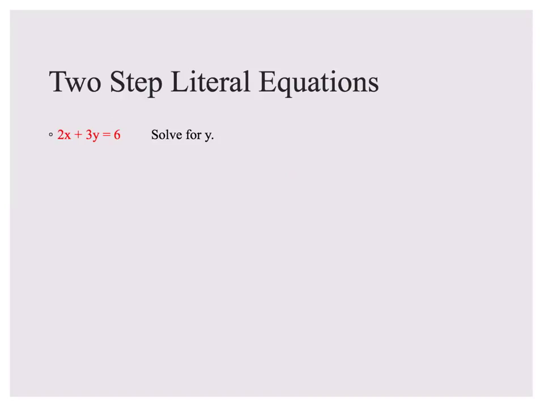In this next literal equation, it is also a 2-step, but this is very familiar to us. Remember in our 8th grade standards, when we put equations in slope-intercept form, we were basically getting y by itself. Well, guess what? You were solving a literal equation, only you just didn't know it was a literal equation. So in this equation, we're going to get y by itself because it tells us to solve for y. So I'm going to rewrite the equation.